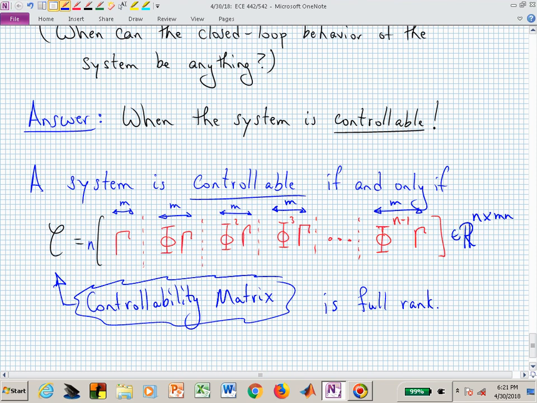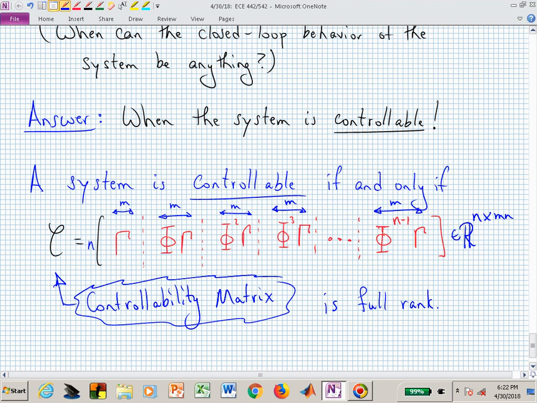Full rank means that if, let's just pick some numbers, let's say n was 10 and m was 5. So now we have a 10 by 50 matrix. We would want this 10 by 50 matrix to have 10 linearly independent rows, or we could have 10 linearly independent columns. It's going to be full rank if that's the case.